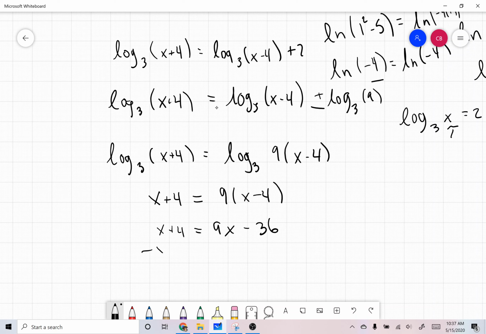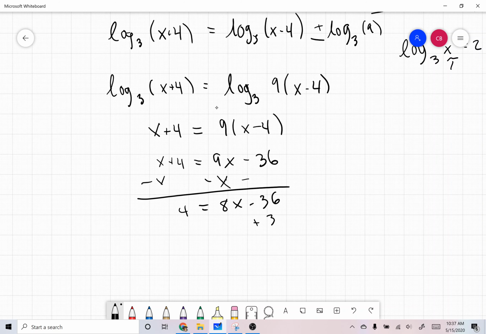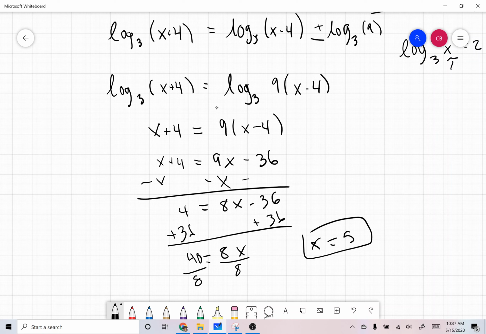Okay, so we minus x. 4 is equal to 8x minus 36. Add the 36. There we go. That's better. 40 is equal to 8x. And x is equal to 5. Okay, so that's taken care of. I was expecting that answer.